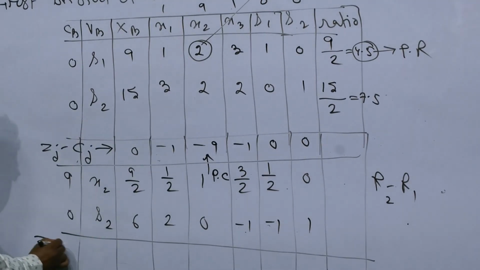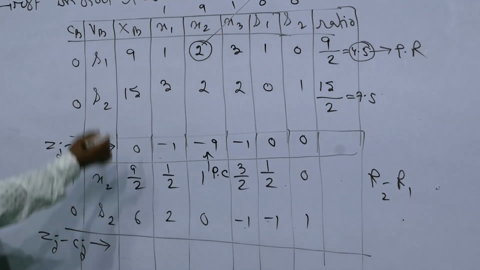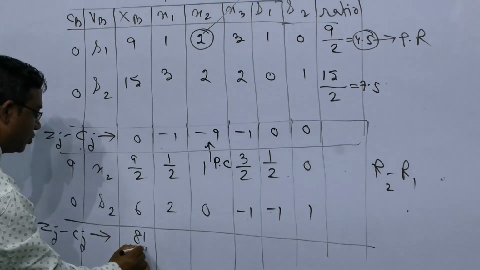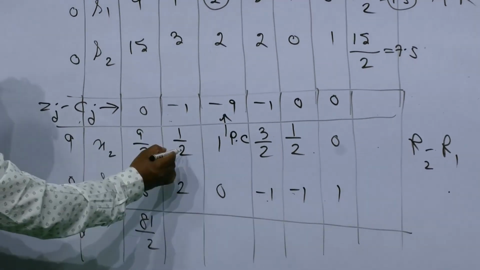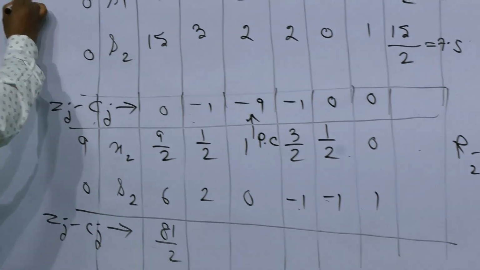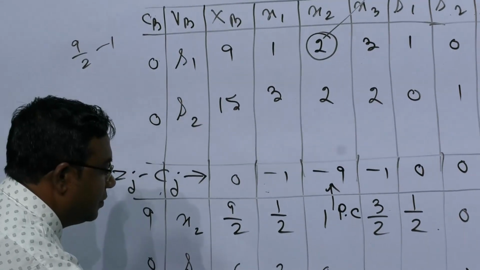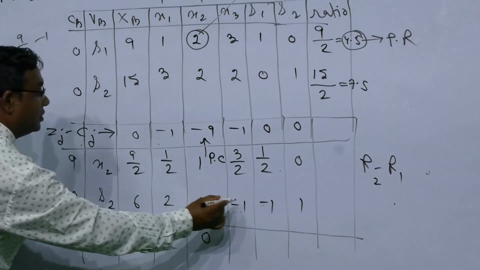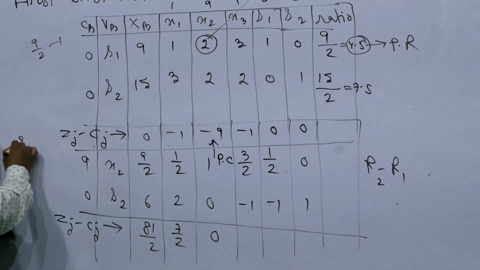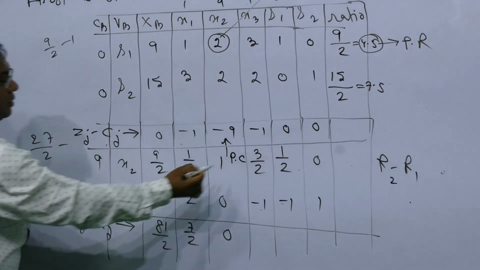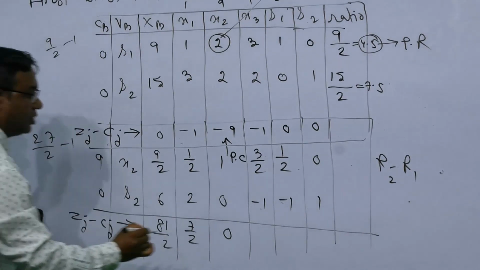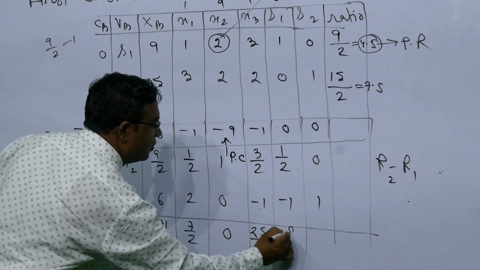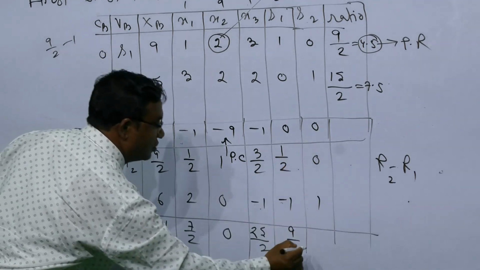Again you find out Zj minus Cj, as done earlier. So you multiply here 27 by 2. Then 0, this is 9 by 2, 9 by 2 minus 1, 7 by 2. Then this is 0, this is 9, 9 by 9, 0, 0, this is 27 by 2, minus 1, 25 by 2. Then this is 0, this is 9 by 2. Then this is 0, this is 0, 0.